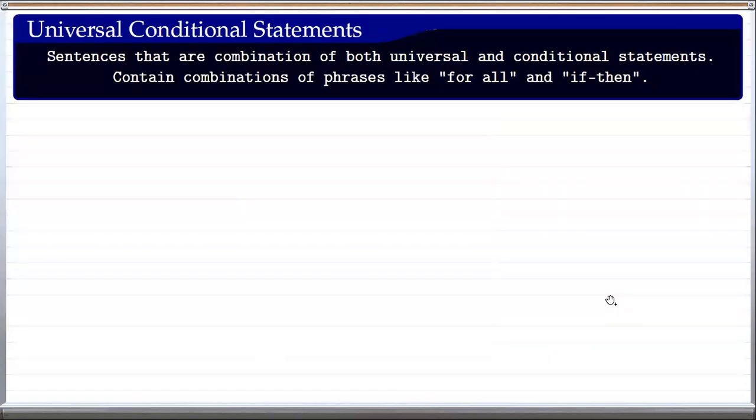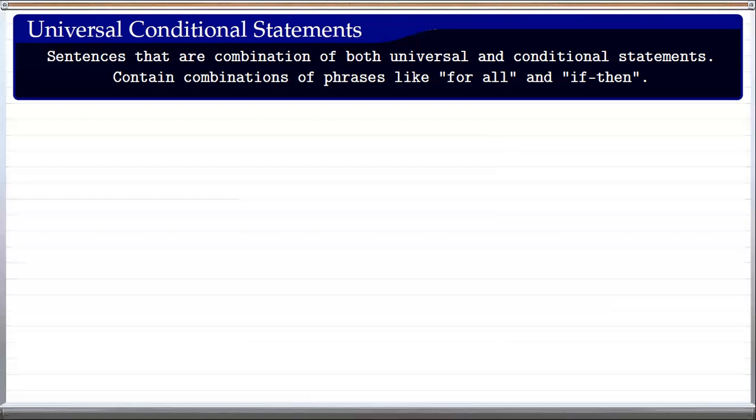And we can combine statements to get compound statements. The first one here is universal conditional statements. And in my next videos, I will talk about these in a little bit more detail. For now, let's briefly look at how we can combine different statements. The first one here, universal conditional statements. So these are sentences that are combination of both universal and conditional statements.